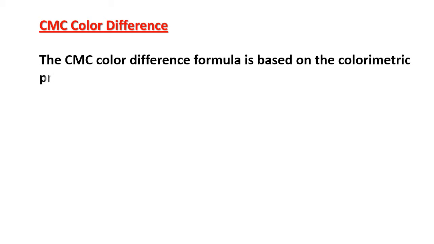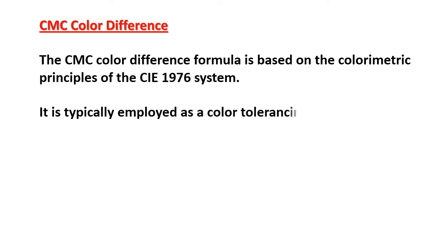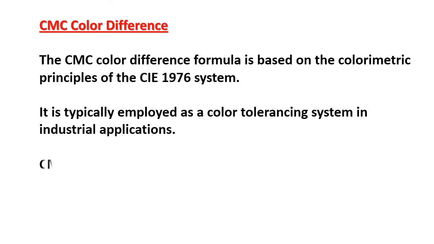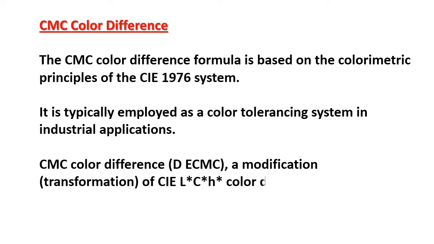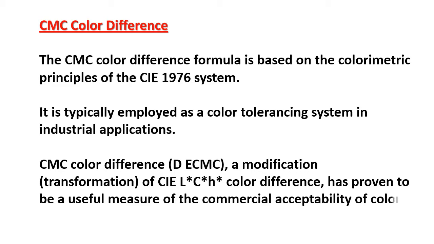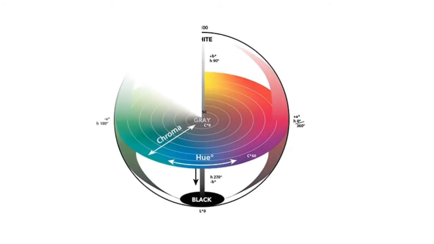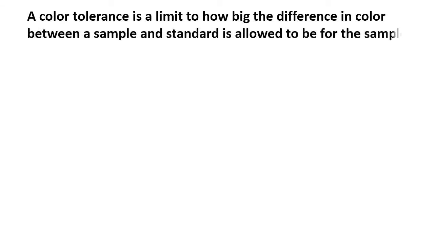CMC color difference. The CMC color difference formula is based on the colorimetric principles of the CIE 1976 system. It is typically employed as a color tolerancing system in industrial applications. CMC color difference, a modification, a transformation, of CIELCH color difference, has proven to be a useful measure of the commercial acceptability of colored products. A color tolerance is a limit to how big the difference in color between a sample and standard is allowed to be for the sample to be considered acceptable.